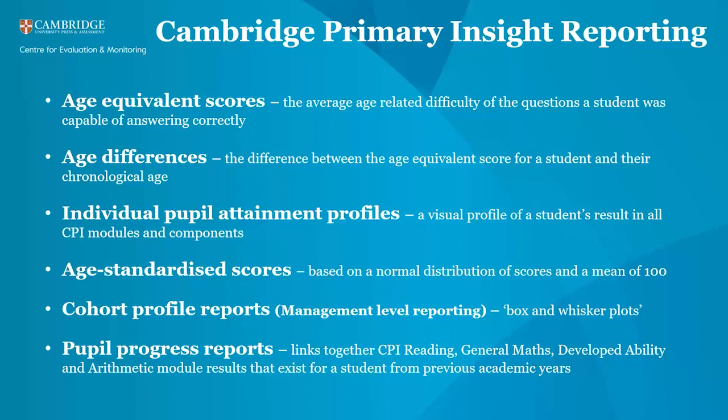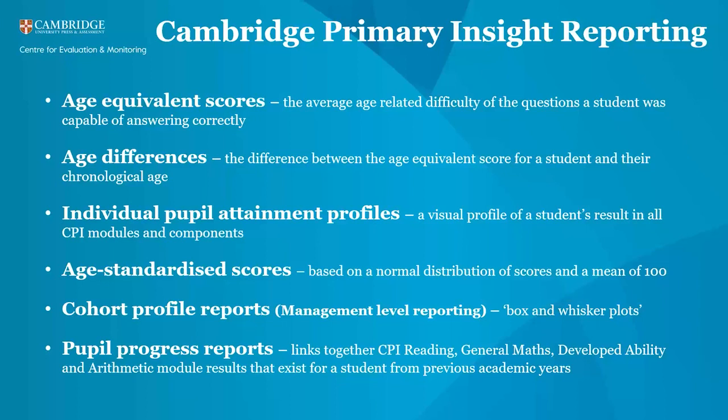So we also show the differences as well, just to focus in, so you can see, if there is a 6-month difference above or below, that's starting to become significant. So we need to highlight that kind of difference. And then we can see individual pupil attainment profiles, age standardized scores, your typical score that's based on a mean of 100. So if you're bang on expectation for your age, you'll have a score of 100.